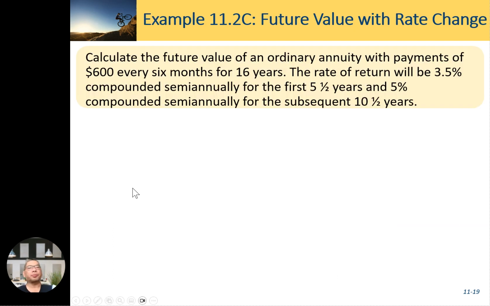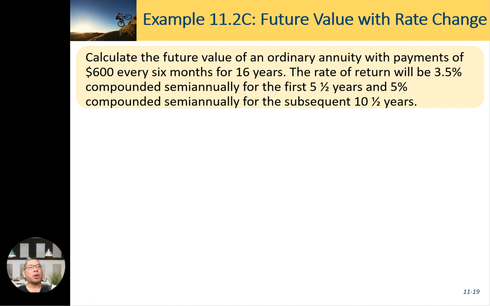Example 2. Calculate the value of an ordinary annuity with payment of $600 every 6 months for 16 years. The rate of return will be 3.5% compounded semi-annually for the first 5.5 years and 5% compounded semi-annually for the subsequent 10.5 years. So there are 2 rates here.